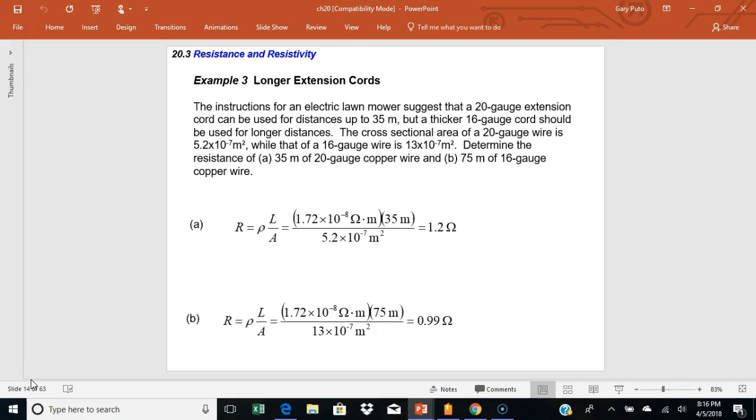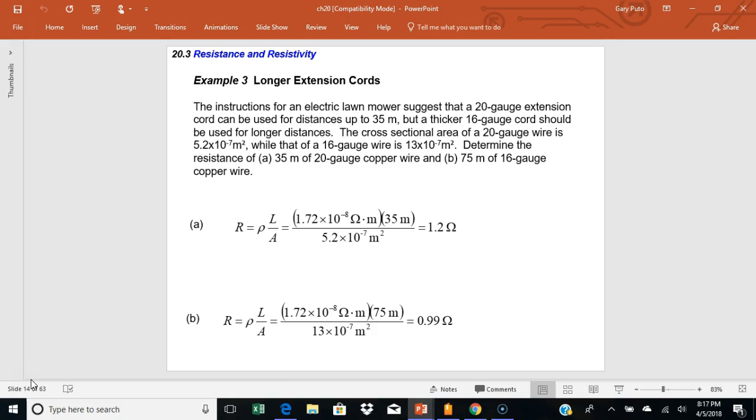Just a note here, you've got 35 meters, 75 meters. When you go to Lowe's or Home Depot and you buy an extension cord, they're not measuring in meters. Again, they're measuring in feet. So 3.281 feet is equal to 1 meter. 35 meters is approximately a 115-foot extension cord. 75 meters is a 250-foot extension cord. You need an extension cord that long if you've got an electric lawnmower.